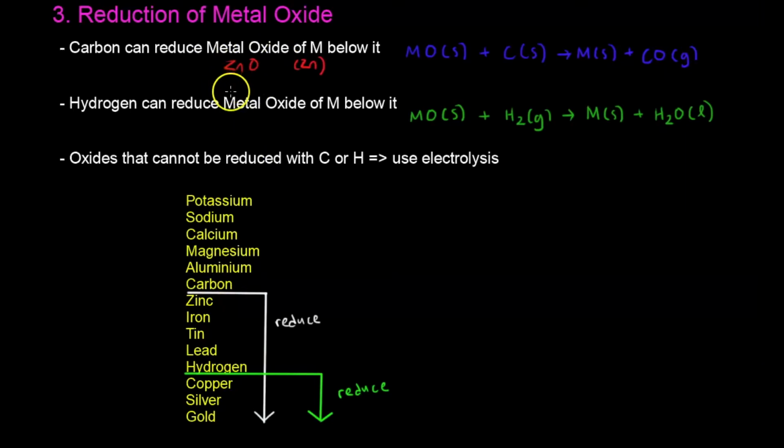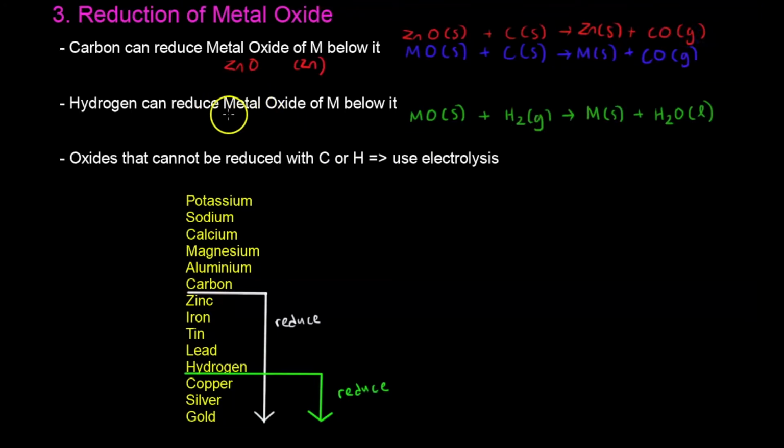Let me repeat that. If the metal, for example zinc, is below carbon in the series, carbon is able to reduce the oxide of zinc and not zinc itself. Hopefully that's clear. So you can see from this equation here, let me just replace it with a zinc oxide instead. Then you'll be able to understand better. Let me just change everything to zinc with carbon monoxide.